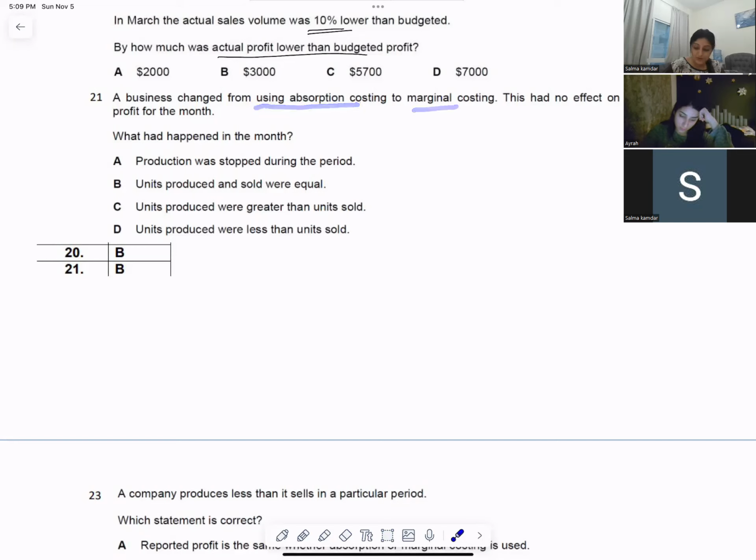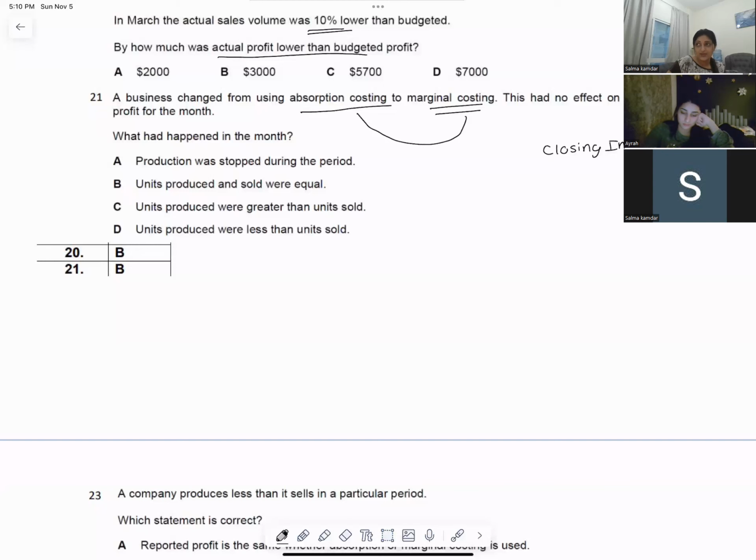So what had happened? If you shift from absorption to marginal, your profits will be different or they will not be different. They will be different. And the difference in profit is only because of one reason. What is the reason? Marginal is only variable cost and absorption is total cost. It is only because of closing inventory.